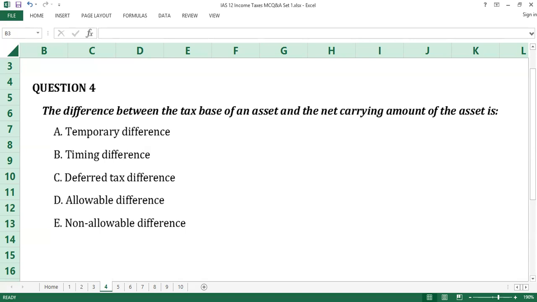Ten seconds gone. 20 seconds gone. Time up. The answer to question number 4 is A, temporary difference. This difference is the amount upon which the future income tax implication is measured. A is the answer to question number 4.